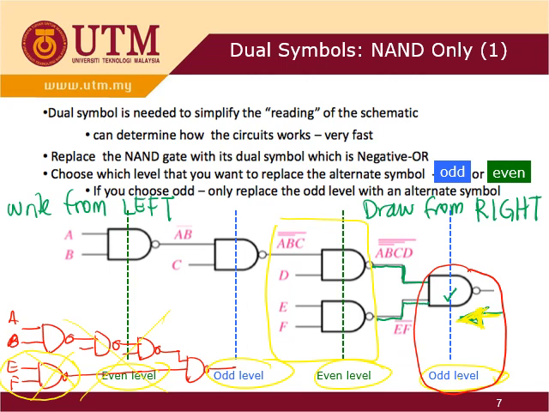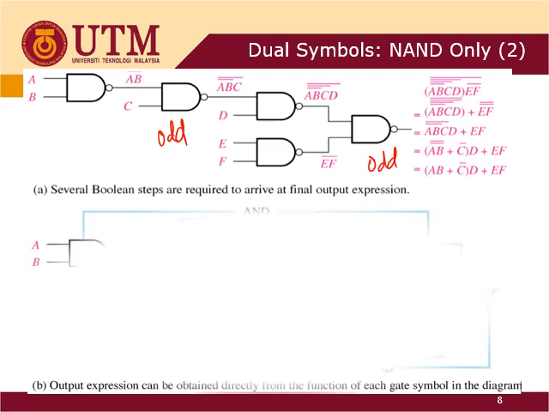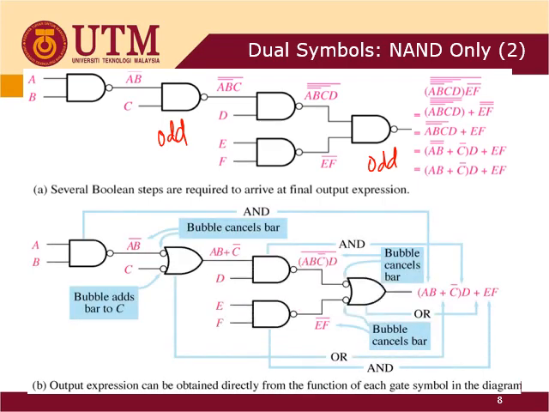Then I will convert all the gates in the odd level. So this odd level and this gate in this odd level, I will change to its dual symbol. So I'm choosing this odd and this odd. So that too will be changed to the dual symbol. Right. So now we have all these bubbles. What we need to do is cancel the bubbles that meet here.